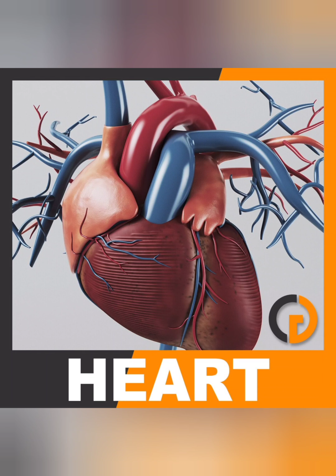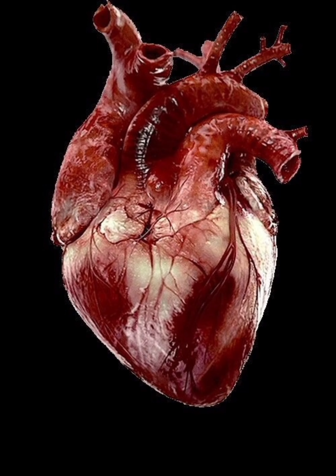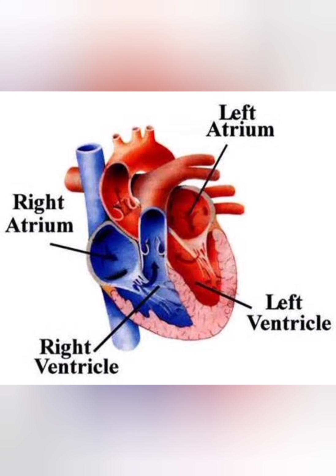The human heart. The human heart consists of four chambers. The upper two chambers are called the right atrium and left atrium. The lower two are called the right ventricle and left ventricle.